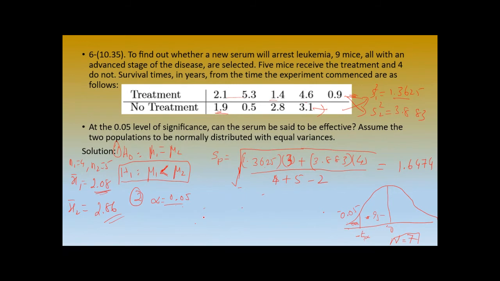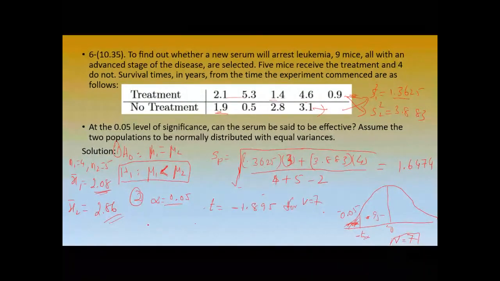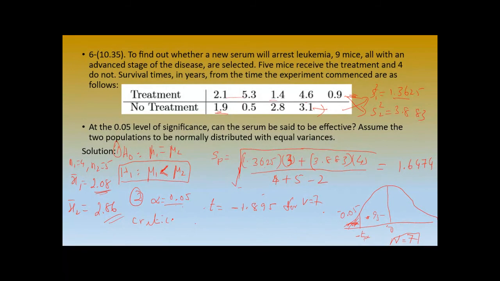The table gives the critical region, so this is the area of rejection, so it will be on the left side of the T value. So the T value from the table is negative 1.895. Negative says that alpha will fall on the left side, isn't it? For v is 7, that is the critical region. Critical region is T less than negative 1.895.